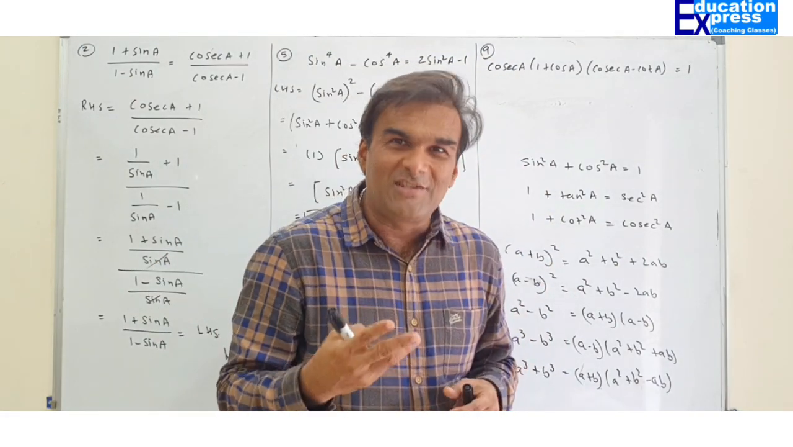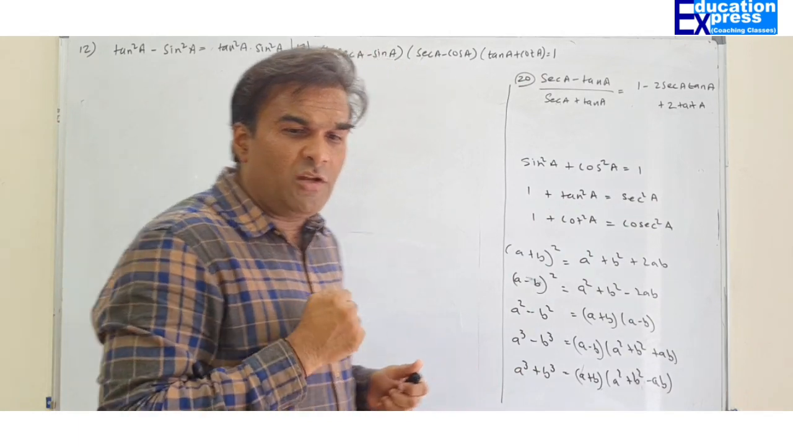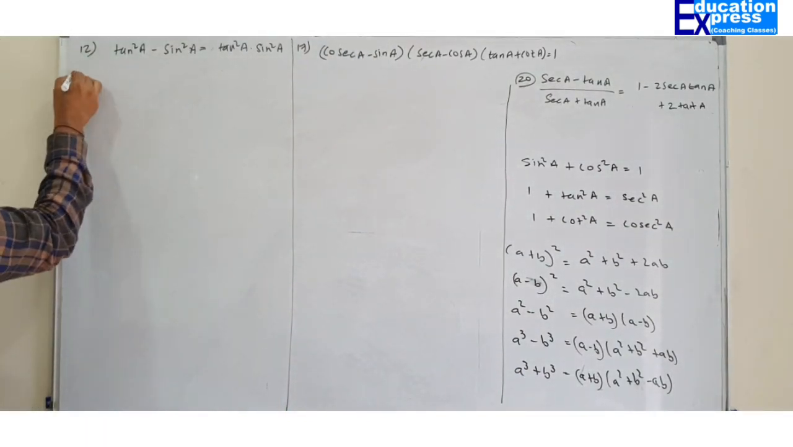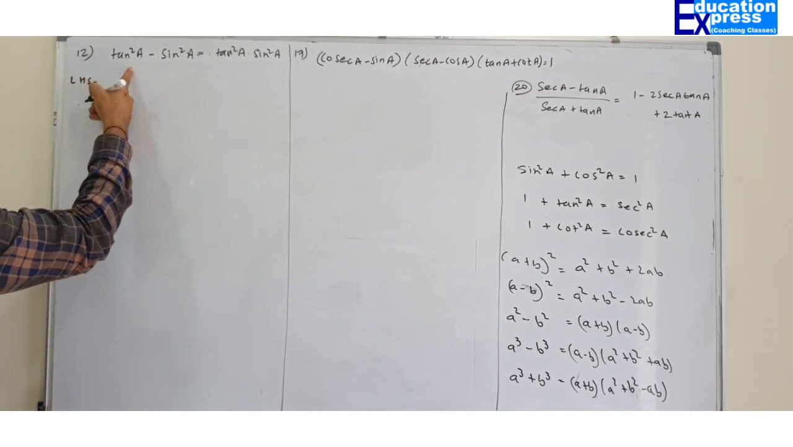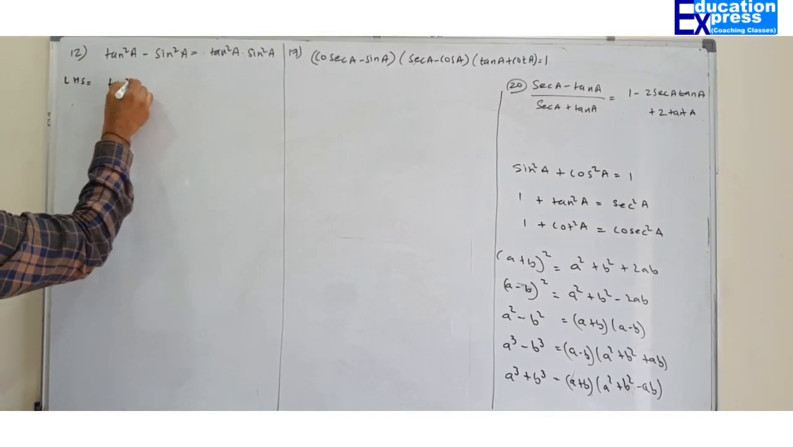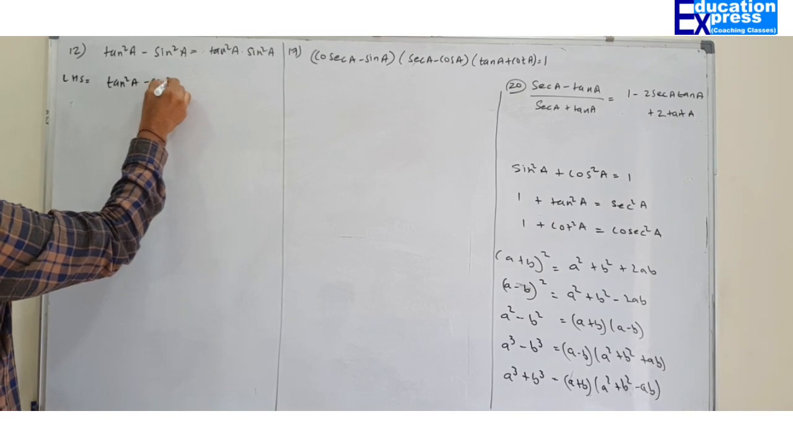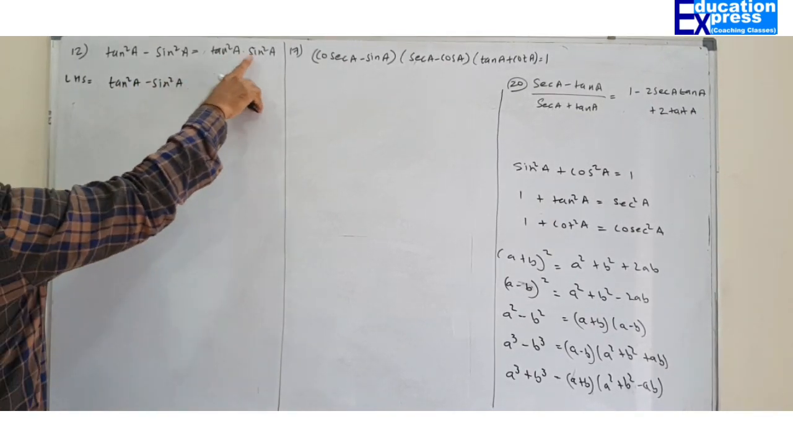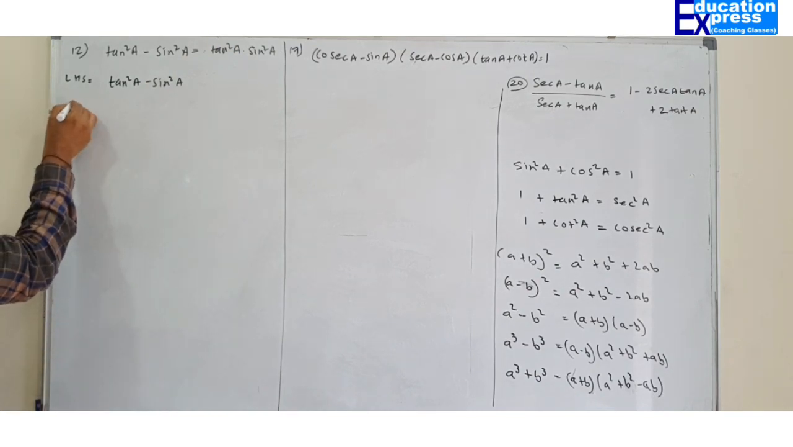Let's move on to the next one. Have a look at question number 12, my dear friends. LHS, tan square A minus sine square A. Okay, we want tan square A into sine square A. This is what is given to us.